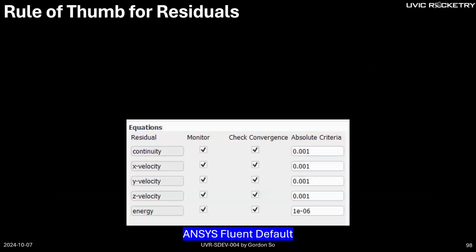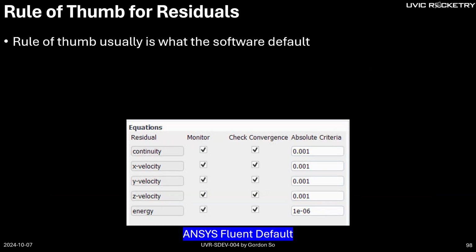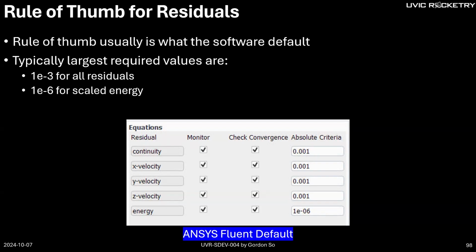For residuals, there are some rules of thumb that we can use. This is the ANSYS default. Basically, it's pretty loose, pretty error prone. It's okay because you're just starting out. Usually, if you don't know what to apply for settings, just use what the software gives you, because that's a default for some reason. So just use it. Don't mess with it if you don't know what you're doing.